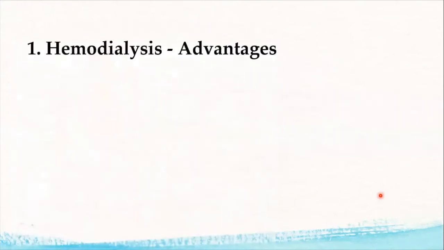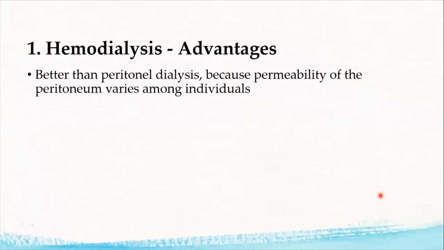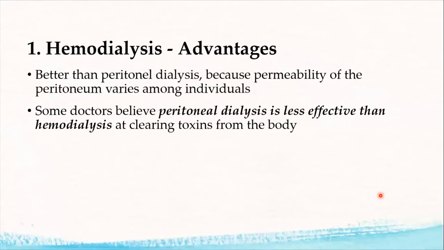Now let's see what are the advantages of hemodialysis. Hemodialysis is basically better as compared to the peritoneal dialysis because of the permeability issues, because different individuals have different permeability. It is variable from person to person. So hemodialysis is more preferred by doctors as compared to the peritoneal dialysis. And some doctors believe that the peritoneal dialysis is less effective as compared to the hemodialysis at clearing the toxins from the body. What kind of toxins are we talking about? We are talking about nitrogenous toxins that are not required by the body.